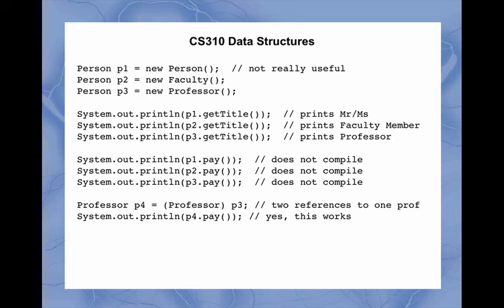The reason it won't work is that Professor is a larger class. It has more things. So if we were to say Professor P4 = new Person, what would happen if we called P4.pay? There is a pay method in Professor, but there isn't one in class Person. So this would never work. So the rule to remember is that parents can refer to or point to their children. Children cannot point to their parents.